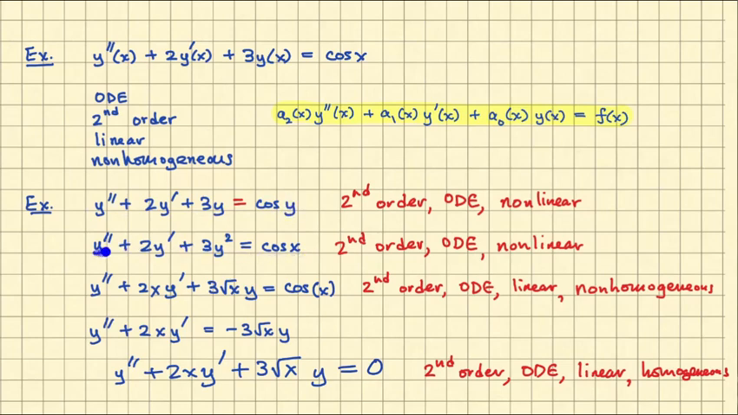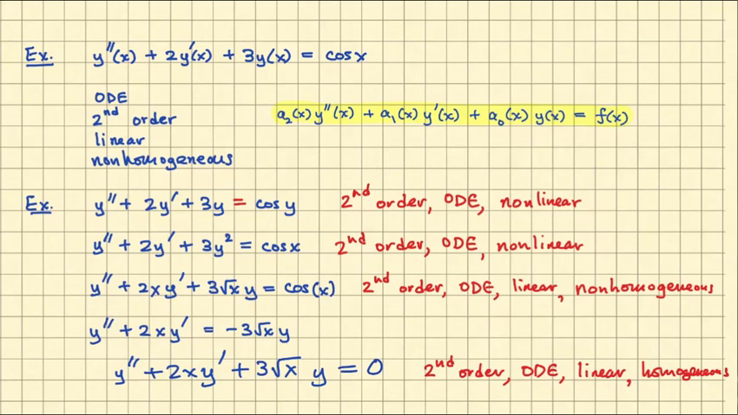Similarly, if you look at this one, now this is okay, this matches the template. But if you stare at this, this does not match the template. I'm not allowed to have a y squared. Everything has to be y, y prime, y double prime. I can't have anything fancier than that. So because of this term right here, again, it's nonlinear. Still second order, still ODE, but it's nonlinear.